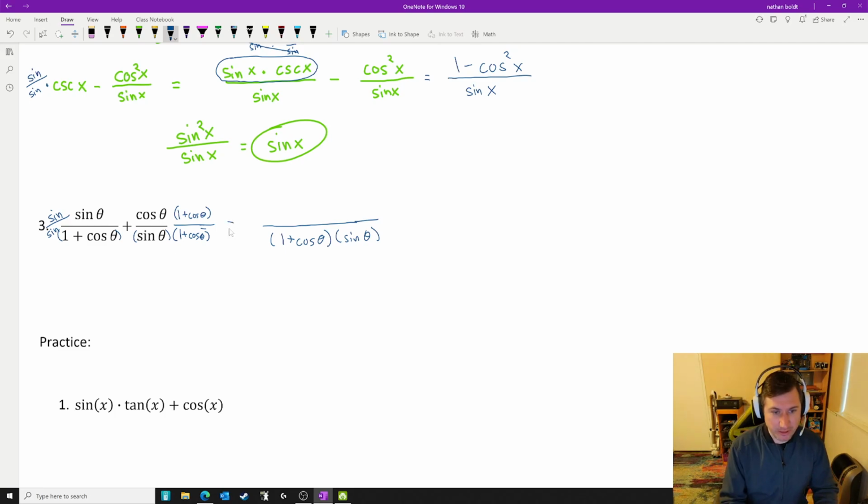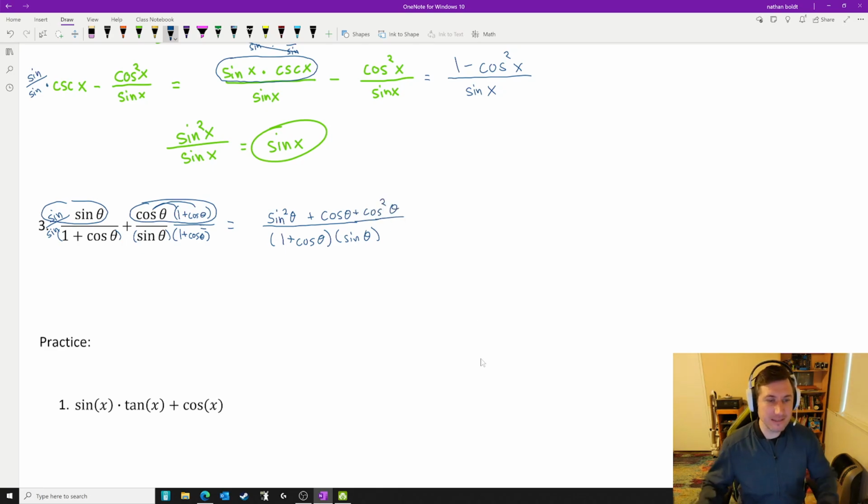Okay, now I'm just going to write it as one big fraction because that's where we're headed anyways. So the left side, I've got sine squared, plus, on the right, I've got this right here. The cosine distributes, right? So we've got cosine theta plus cosine squared theta in my numerator there. All right, time to keep going.